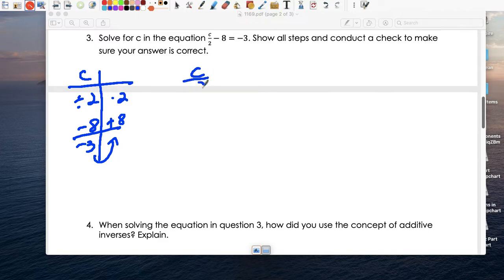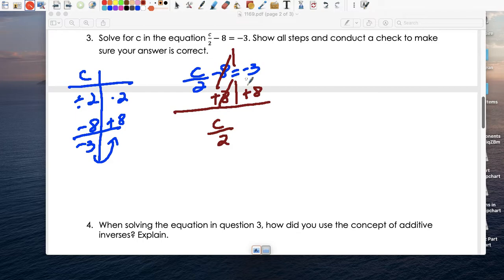So now, let's do that. Here's my wall. I'm going to do plus 8 on both sides, to get rid of that constant. So these two go away. Slowly, my variable is getting lonelier. Negative 3 plus 8 is positive 5. So now the second step I'm going to do is multiply both sides by 2.